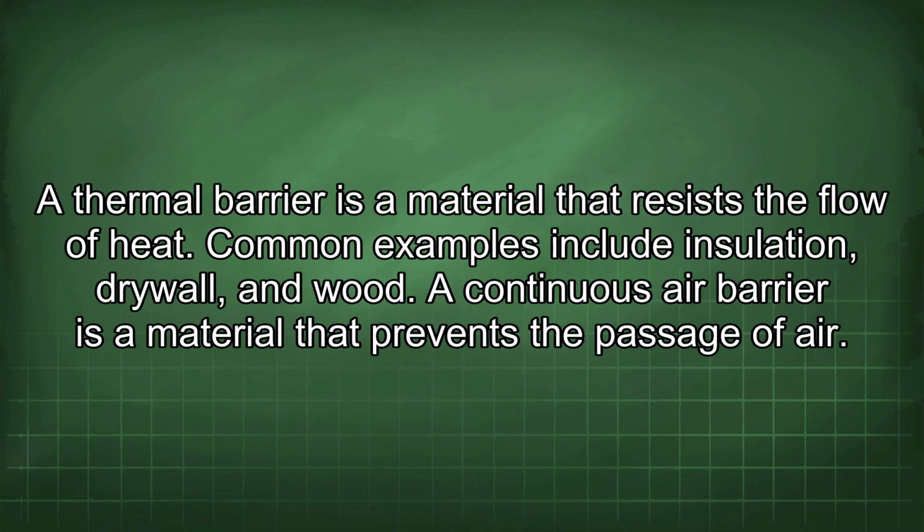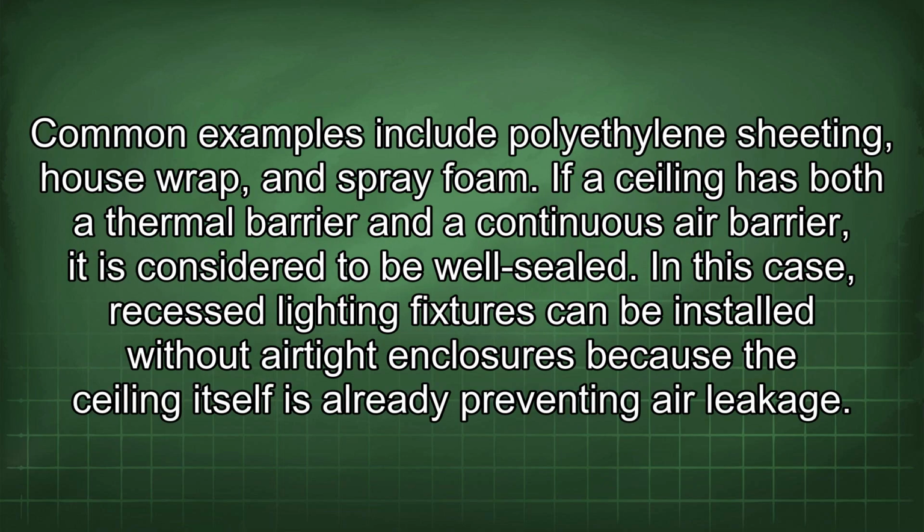A thermal barrier is a material that resists the flow of heat. Common examples include insulation, drywall, and wood. A continuous air barrier is a material that prevents the passage of air. Common examples include polyethylene sheeting, house wrap, and spray foam. If a ceiling has both a thermal barrier and a continuous air barrier, it is considered to be well sealed. In this case, recessed lighting fixtures can be installed without airtight enclosures because the ceiling itself is already preventing air leakage.